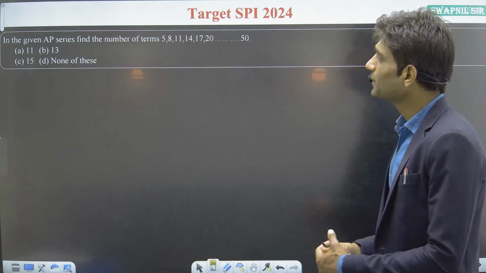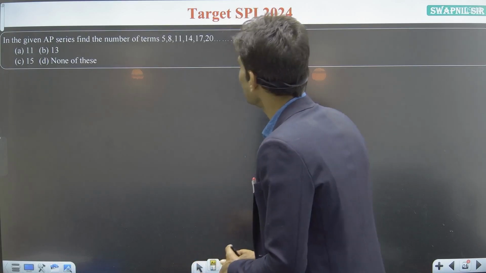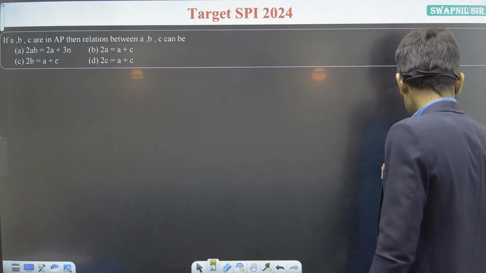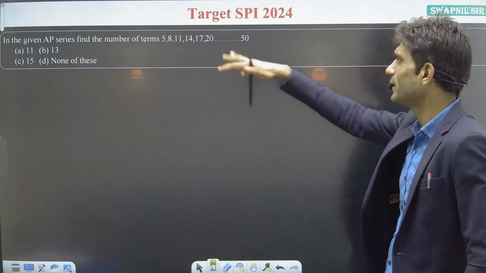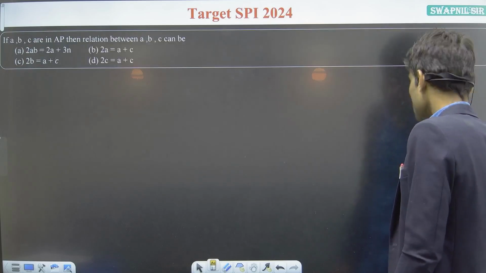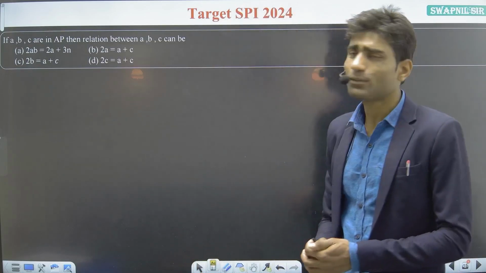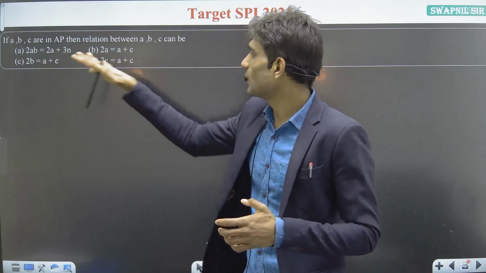In our next question, in the given arithmetic progression series, find the number 5, 8, 11. This one is a similar question that we have already solved in our previous part, so I kept it for you all. Now in our last question, if A, B, C are in arithmetic progression, we have 3 numbers in arithmetic progression, and we have to define which one of the options is correct here.